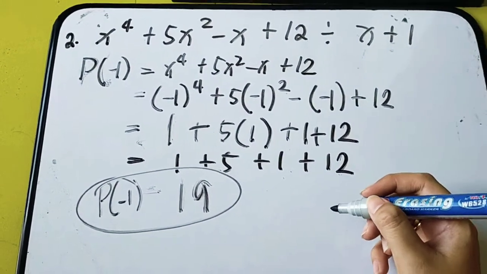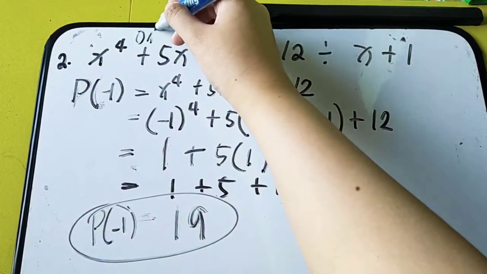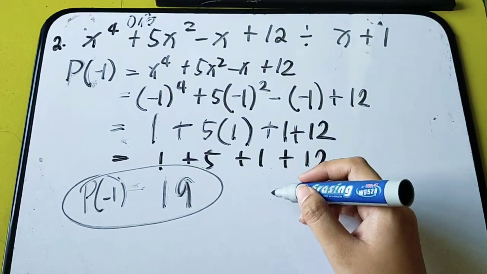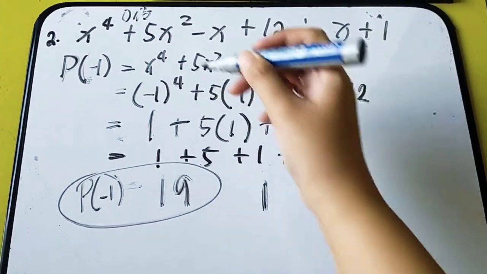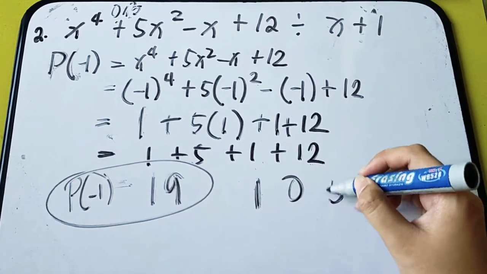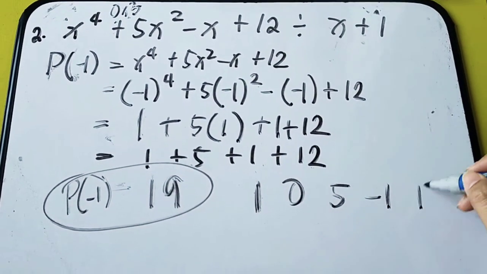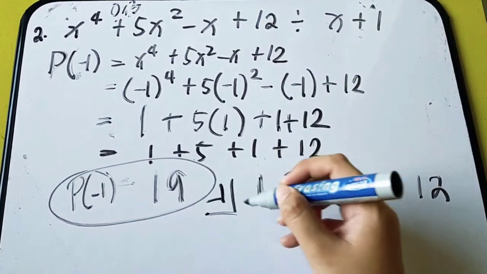Okay? So, let us have synthetic. Dito sa synthetic, nawawalan ka ng 0x squared ko. Kaya, magdadagdag tayo ng 0x cubed pala. Sorry. So, let us have the numerical. We have 1. Then, we have 0. Next, we have 5. Next, we have negative 1. Next, we have positive 12. Then, ang gagamitin nating divisor, we have negative 1.